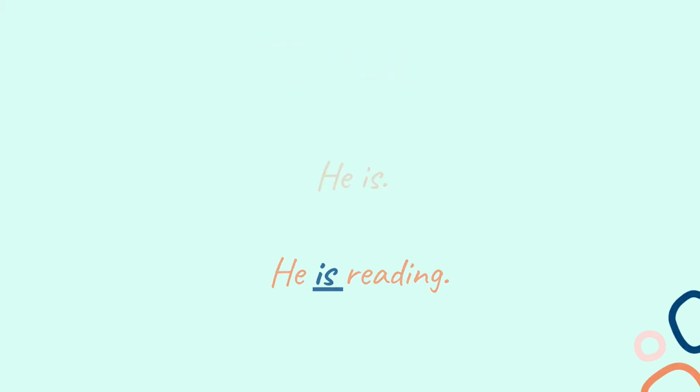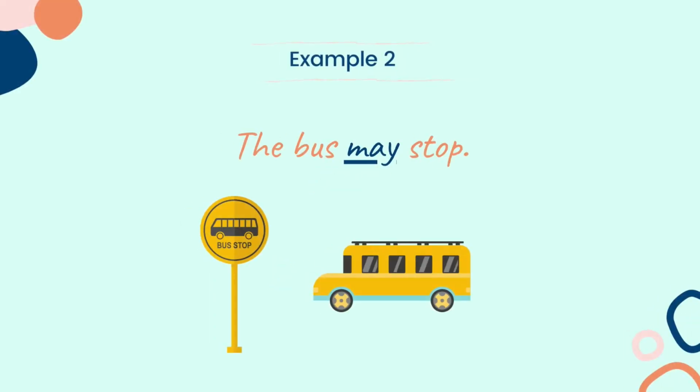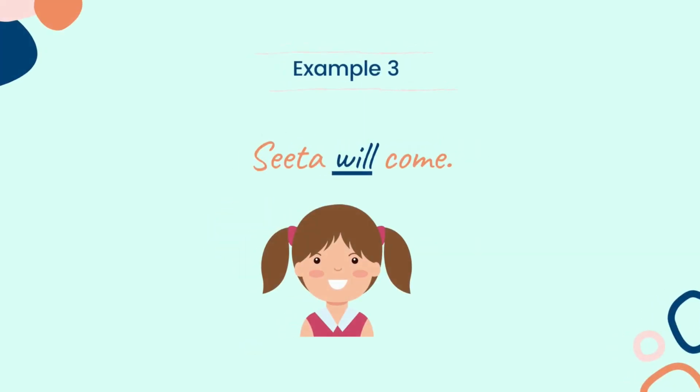Let's look into some more examples like this. The bus may stop. Here the auxiliary verb may is complementing the main verb stop. Sita will come. Here the helping verb will is complementing the main verb come. I hope now you will be able to identify the difference between main verb and auxiliary or helping verb.